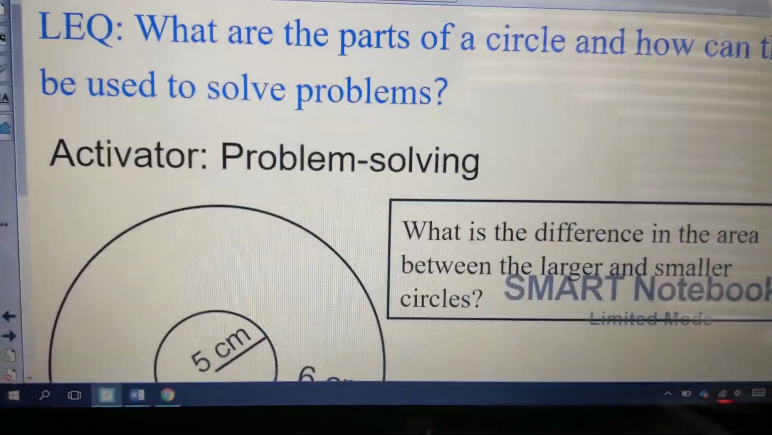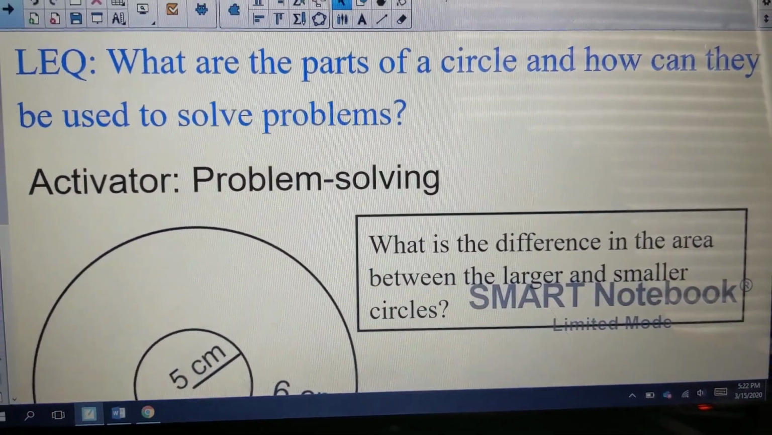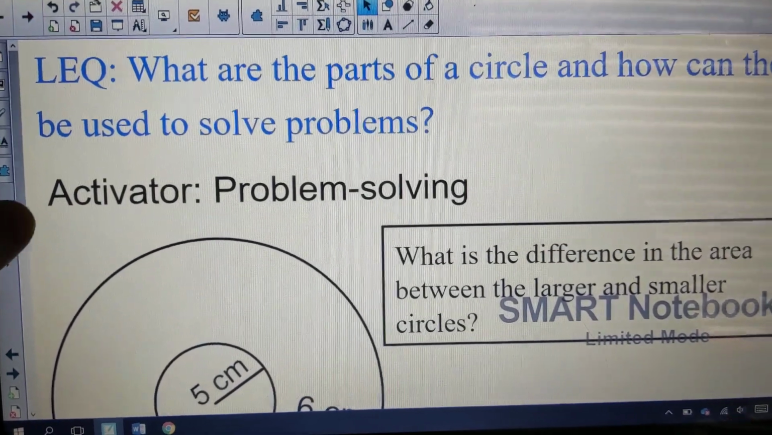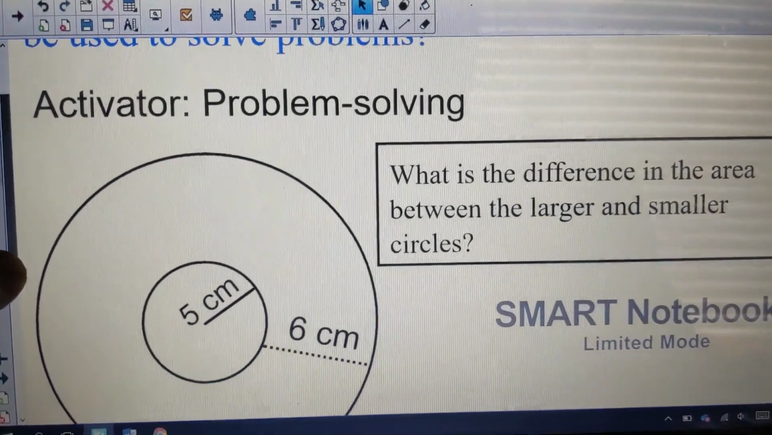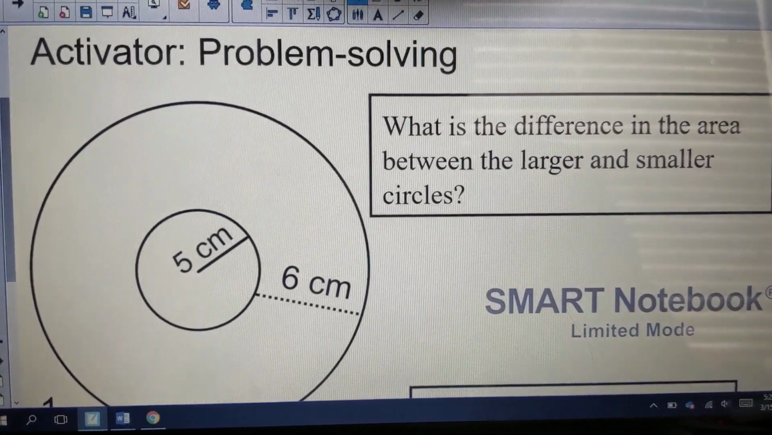Okay, the LEQ we're going to be focusing on this week is what are the parts of a circle and how can they be used to solve problems. The activator for today says what is the difference in the area between the larger and smaller circles? Go ahead and pause it and figure it out now.